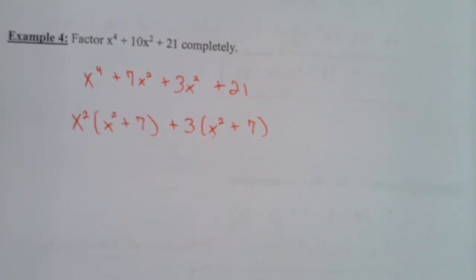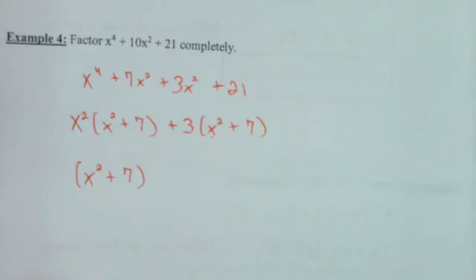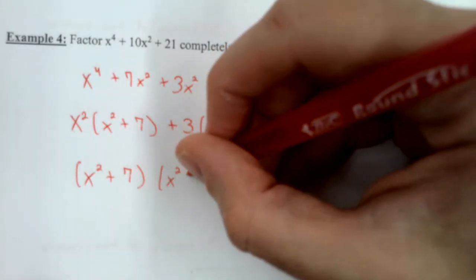Now, take out the parentheses match. That comes out to the front. x squared plus 7 comes to the front. And everything left over, in this case x squared plus 3, comes in the second set of parentheses.